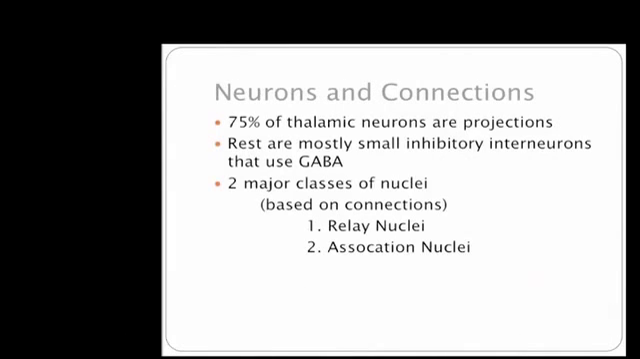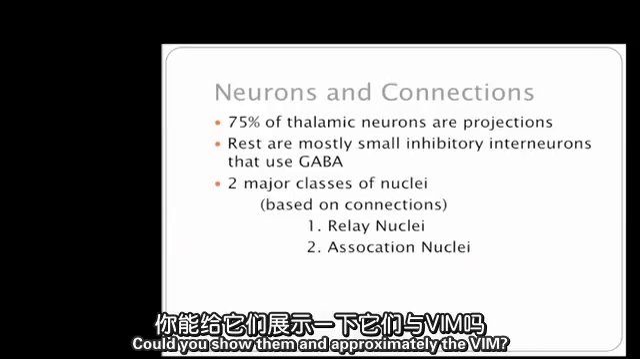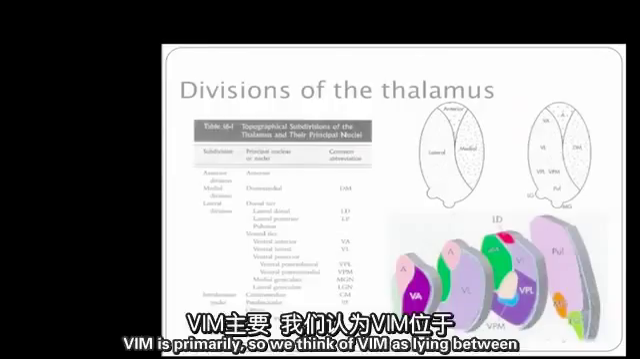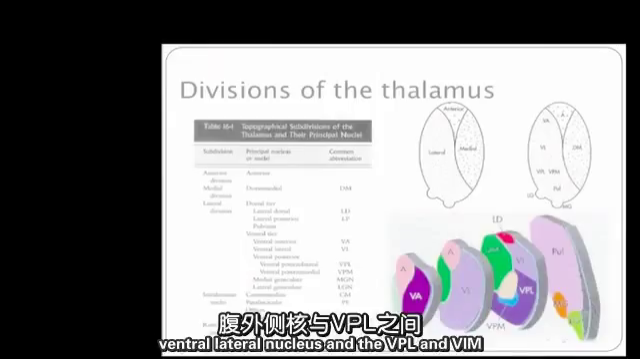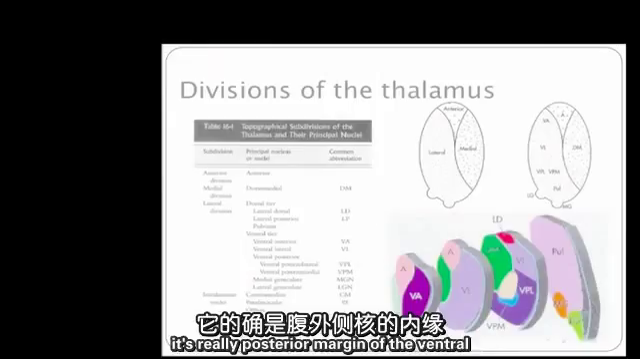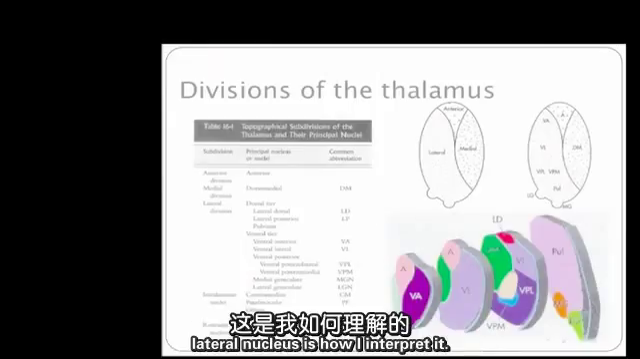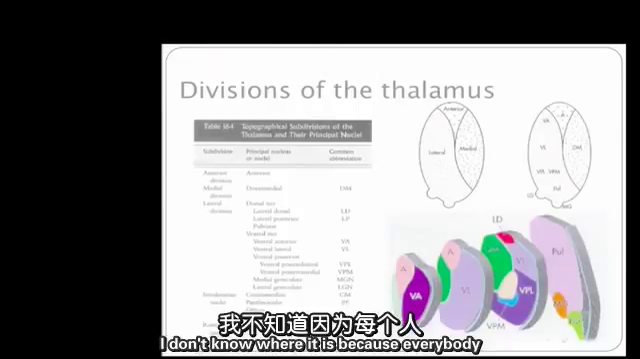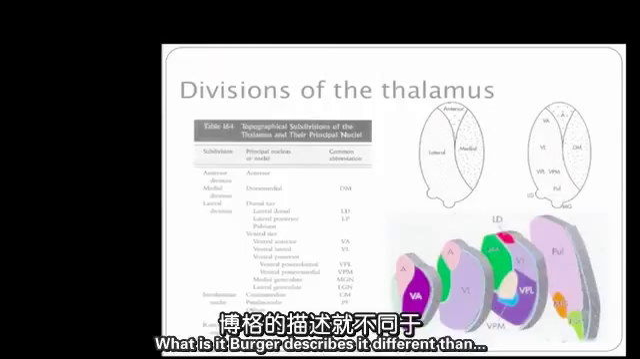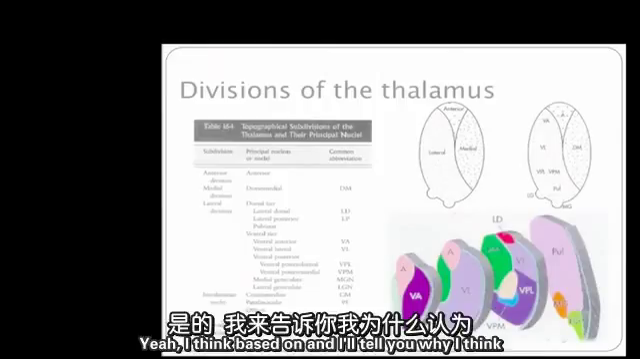Next one. Could you show them approximately VIM? The VIM? Oh, yeah. So VIM, and that's a little bit of a confusion because everything is a different nomenclature. We think of VIM as lying between the ventrolateral nucleus and the VPL or VPM, but my interpretation is that it's really the posterior margin of the ventrolateral nucleus. I don't know where it is, because everybody describes it differently. Liz Berger describes it differently than the others.